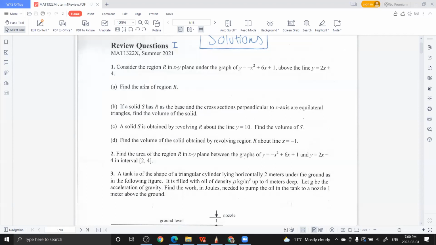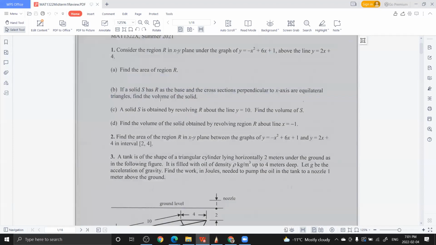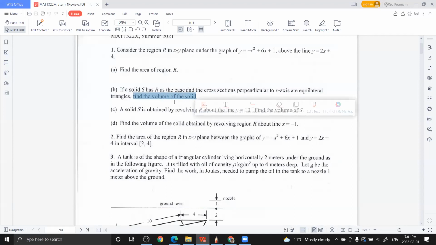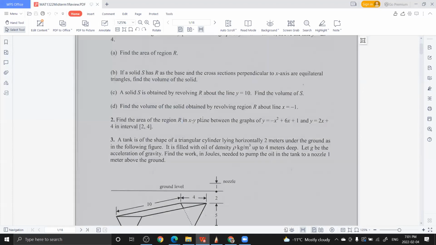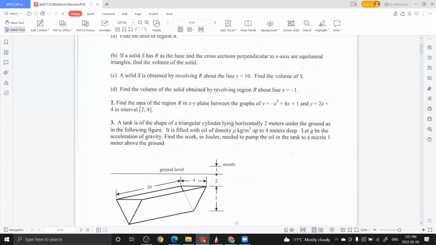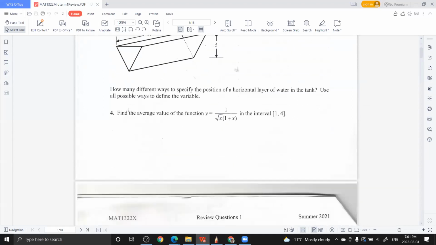So on the first page, you can see here, question 1 is going to be about finding the area under curves. And then we have subparts, sub-questions about finding the volume of solids of rotation. And then questions C and D are basically the same. It's about solids of revolution. And then question 2 is about finding the area between two graphs. Then question 3 is going to be about finding the work to pump all of the water out of a tank. And question 4 is about the average value of a function.